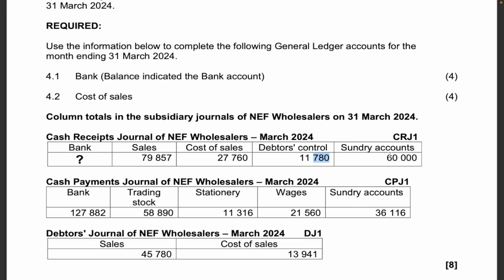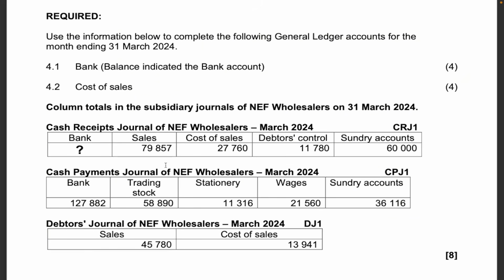And then lastly, we have the sundry account. These are all the accounts for which we do not have a column, as we have explained previously in the other question. And so we have the amount for sales, cost of sales, debtors control, and the sundry account. Which ones will qualify, or which ones will go into our bank general ledger account?